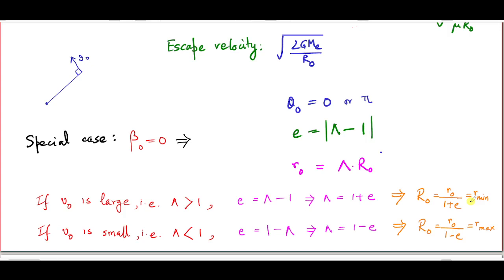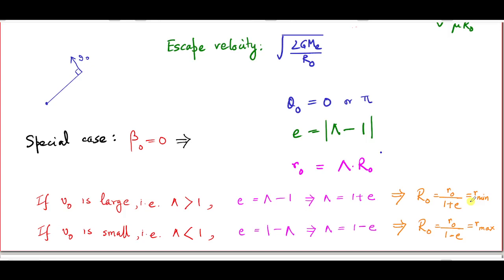On the other hand, if the velocity is smaller, so that lambda is less than 1, then E would be 1 minus lambda, and capital R0, the distance to projection, would be small r0 over 1 minus E. This actually is R max, that is, the apogee distance. Small velocities correspond to apogee distances, whereas large velocities correspond to a perigee distance.